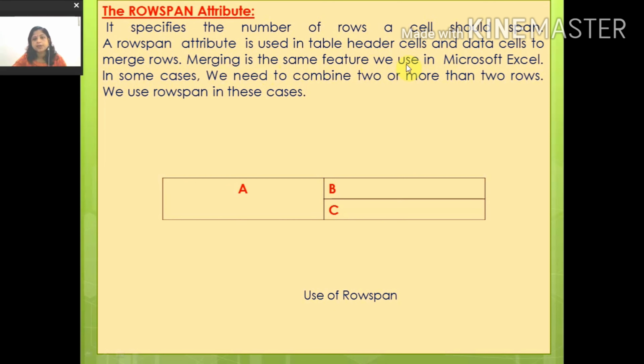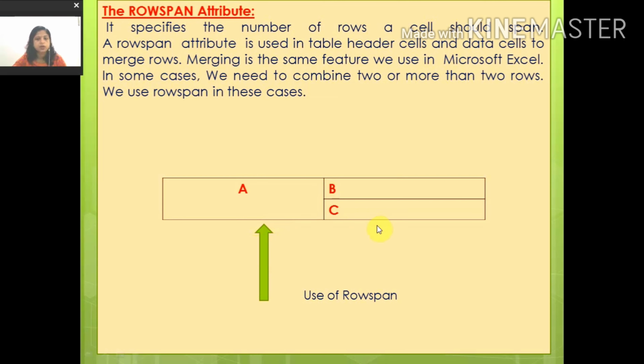Merging is the same feature we use in Microsoft Excel, as we combine two or three cells, or more than one cell, to make it one cell. The same feature we will use in HTML using the row span attribute. In some cases, we need to combine two or more rows. We use row span in these cases. Okay, so this is your row span. See here how two rows combine together to make one.